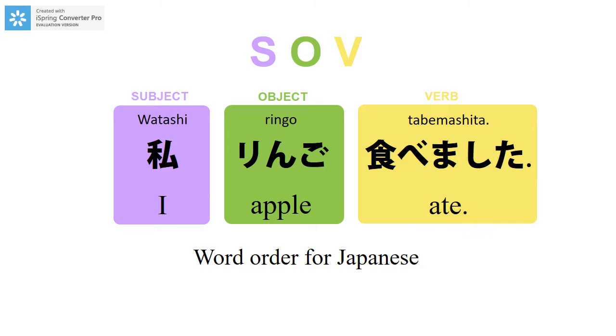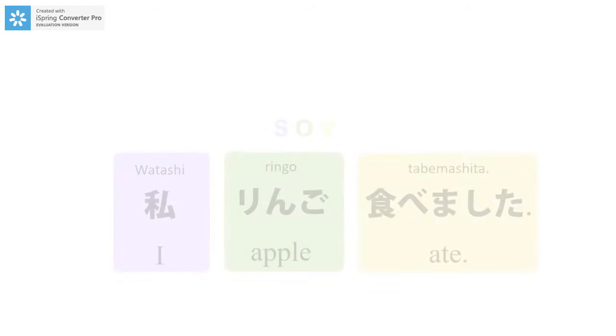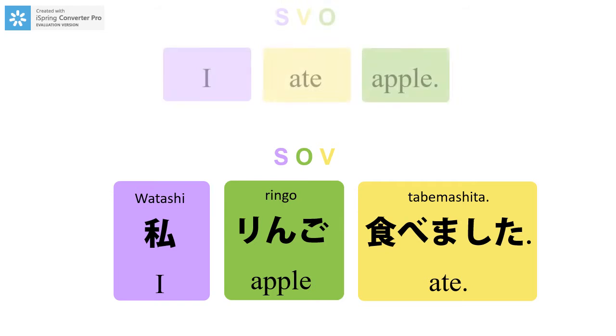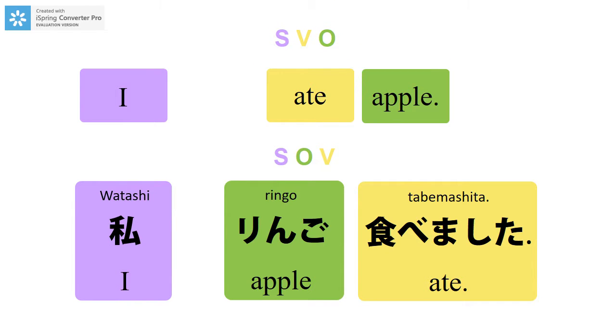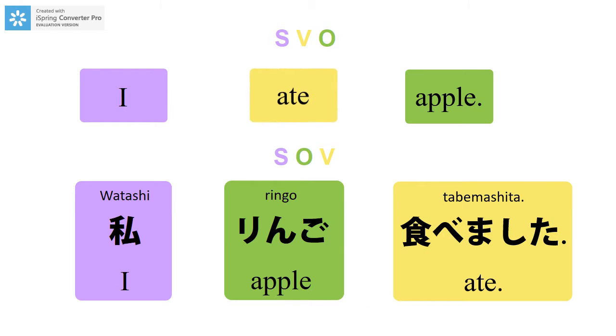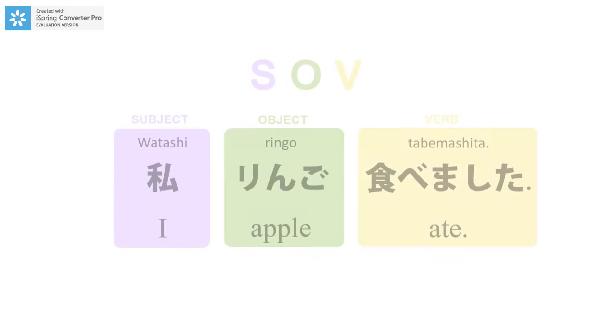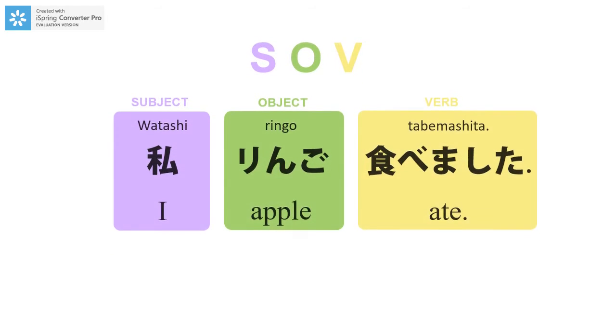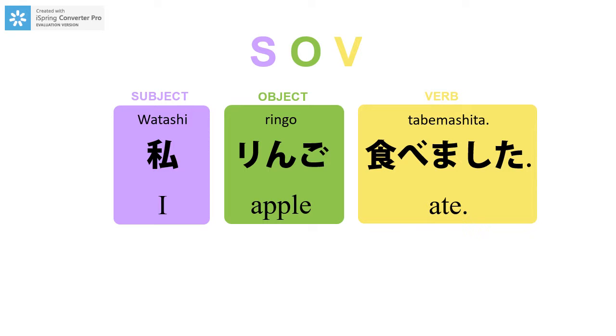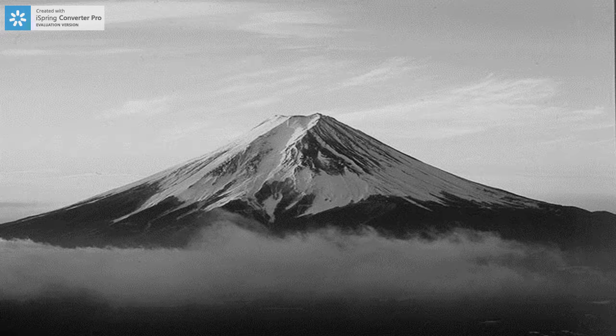In both languages, subject is presented first. In English, though, it's followed by the verb and then the object, compared to the object being first and the verb last in Japanese. The same sentence in Japanese is essentially I apple ate. Subject first, the object and verb last, SOV. This is the basic word order for sentences in Japanese. Okay, let's move on to the next section.